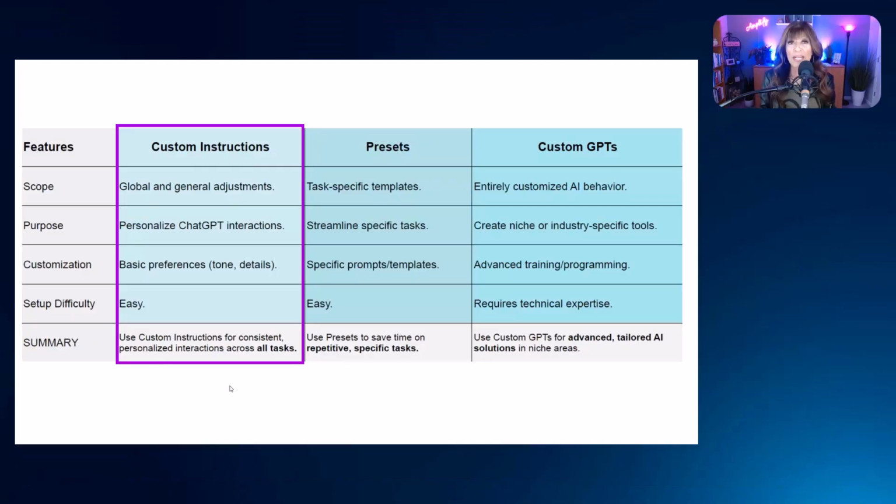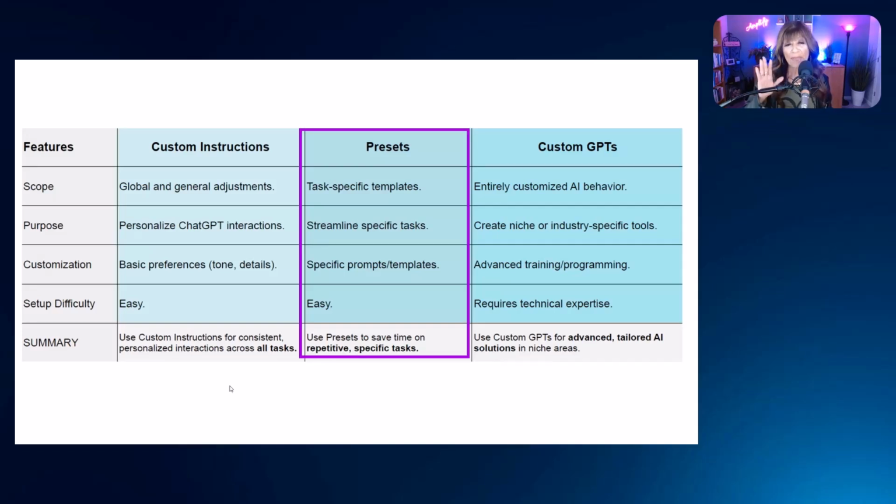So let's start with custom instructions. This is global. This will affect every single prompt that you create in ChatGPT. So be careful what you put in the custom instructions. Remember, that was over in the settings. Now, the next column is presets. Presets are task-specific templates.